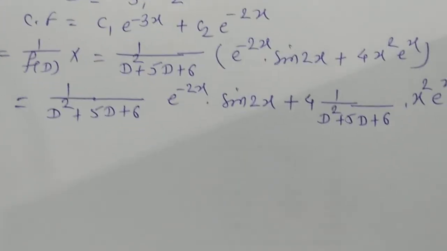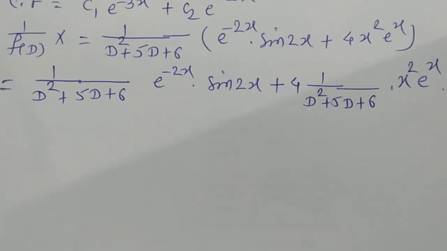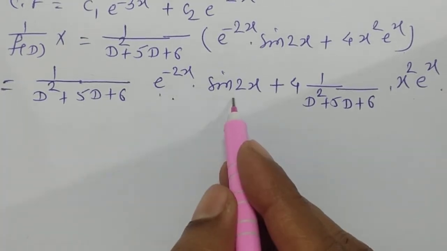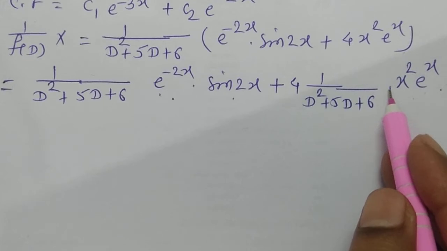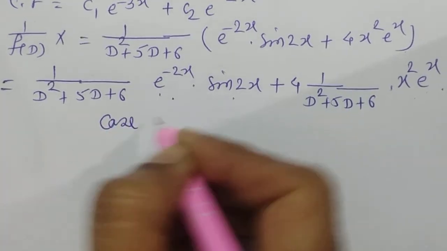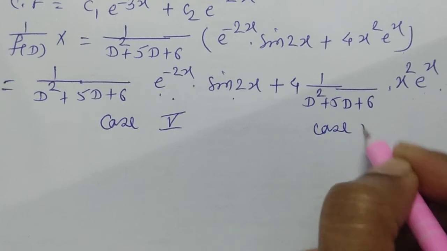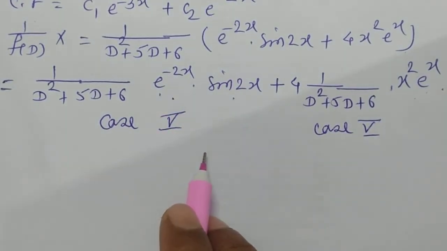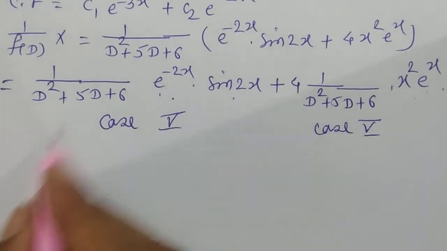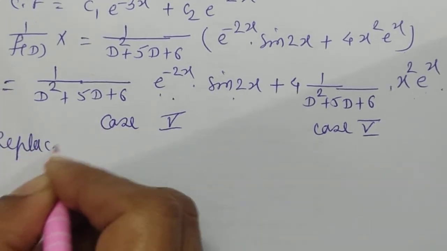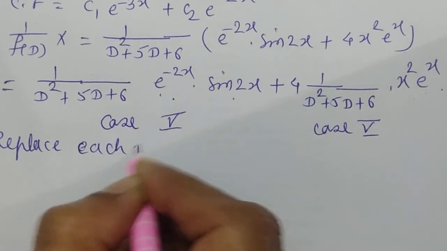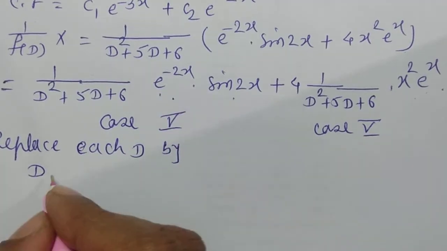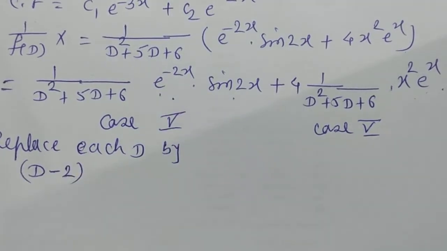Now see, we have two terms. In both the terms we have exponential into function of x. Here also exponential into function of x. That means we have to use case 5. Whenever we have function into exponential term, we have to use case 5. What is the method? We have to replace each D by, in the first term, e raised to minus 2x is there. That means we have to replace each D by D minus 2, isn't it?